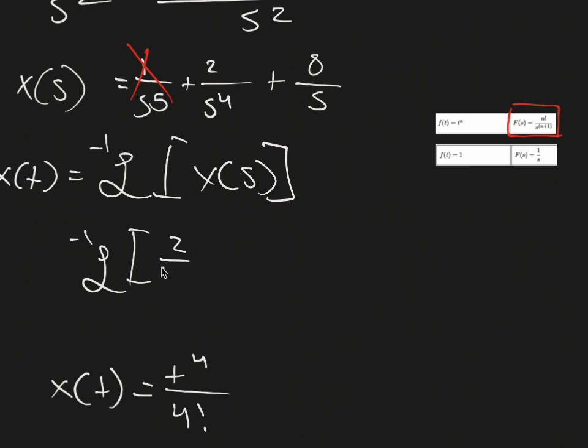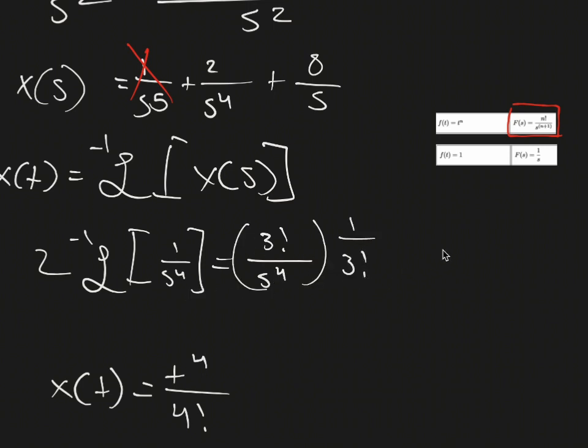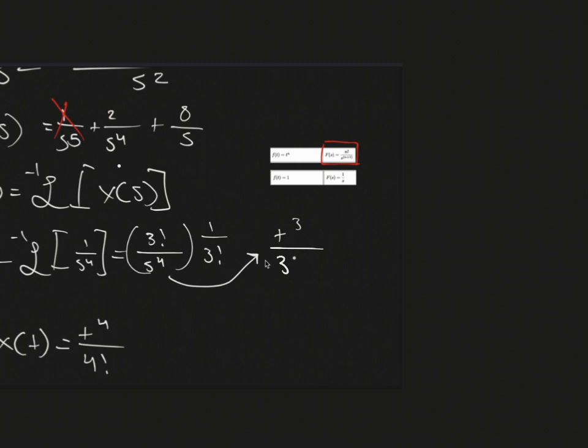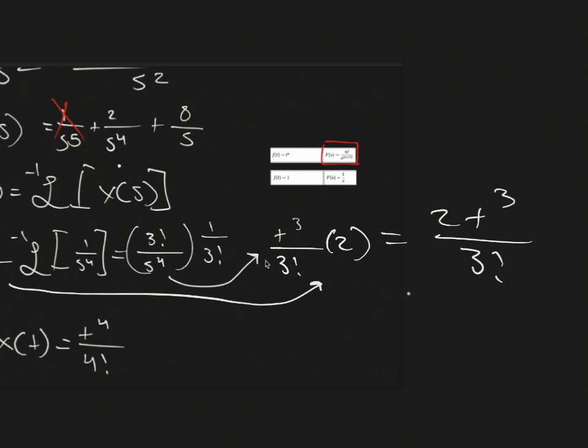So now let's cross out this term. Now we have to do 2 over s to the 4. Let's put the 2 on the outside. So we have 1 over s to the 4 here. To find our n, 4 equals n plus 1, and our n is going to be 3. So 3 factorial over s to the 3 plus 1, which is 4. Now remember, we want it to match what we have in here, so we can't forget to multiply by 1 over 3 factorial. And this will yield t to the 3 over 3 factorial. And don't forget the 2, so it's going to equal 2 t to the 3 over 3 factorial. And that is our second term.